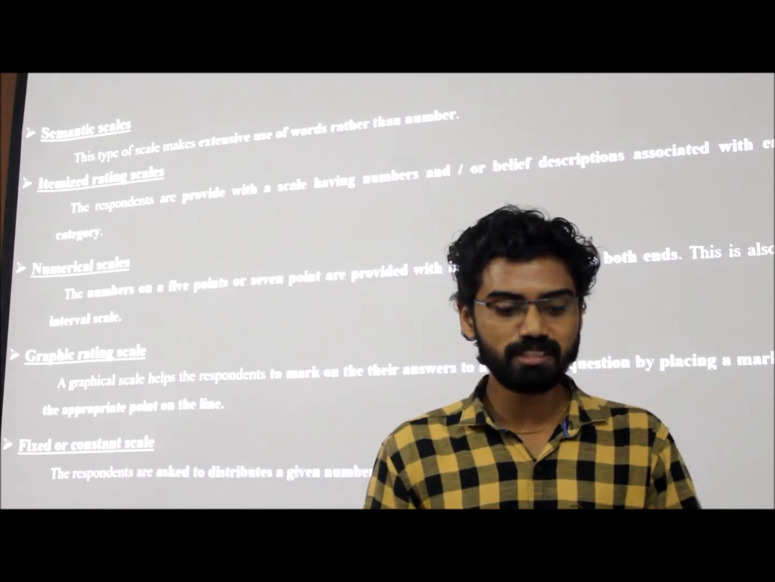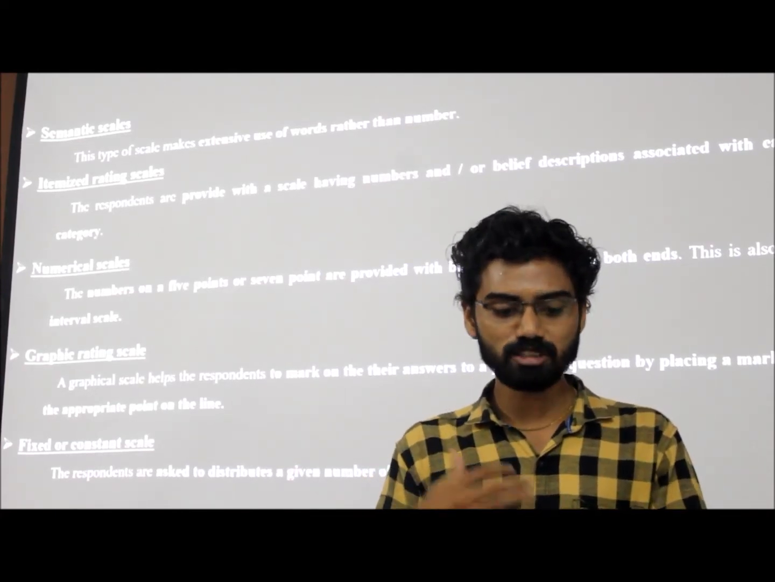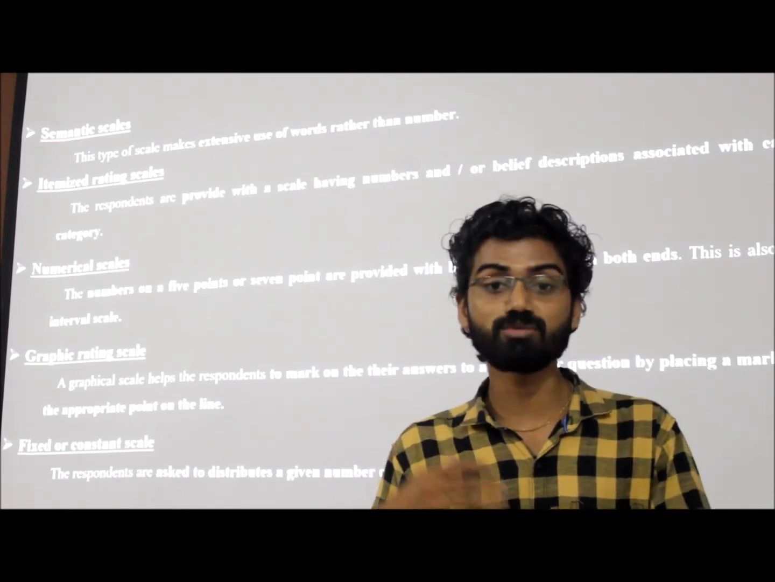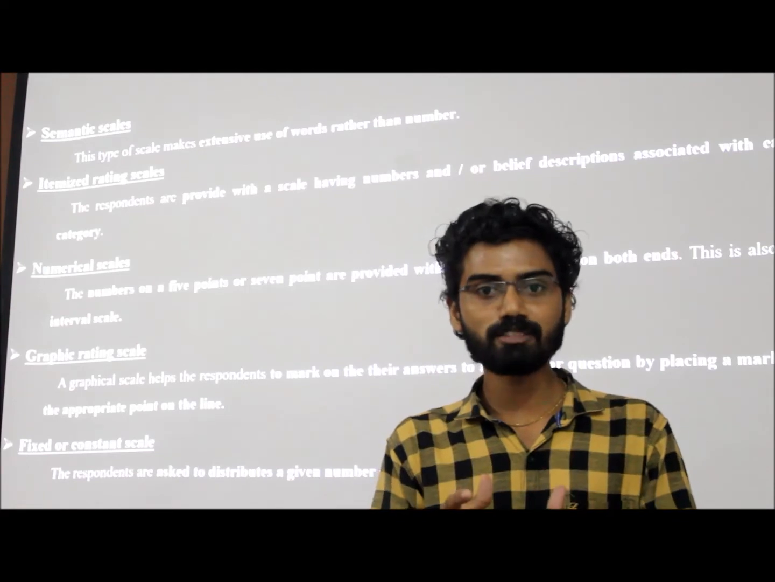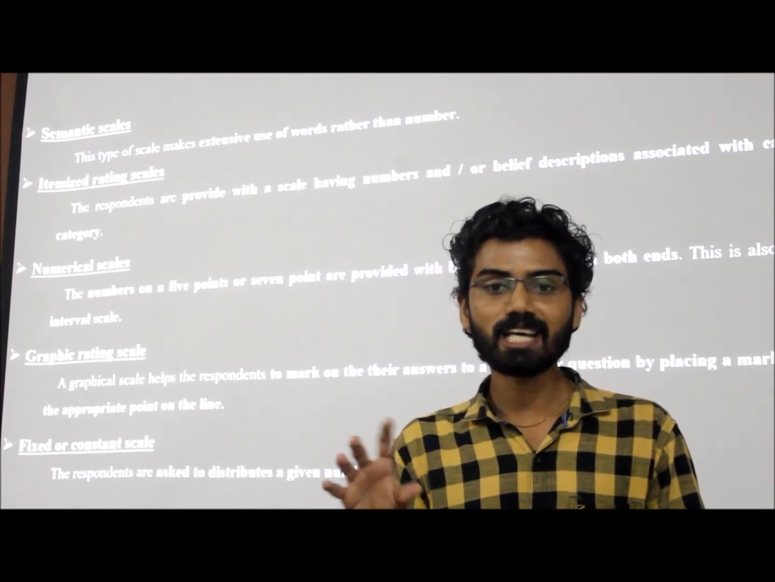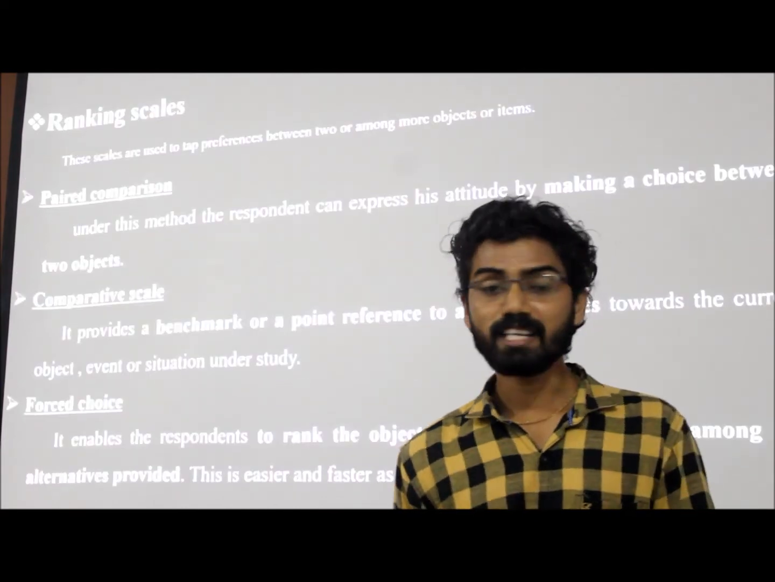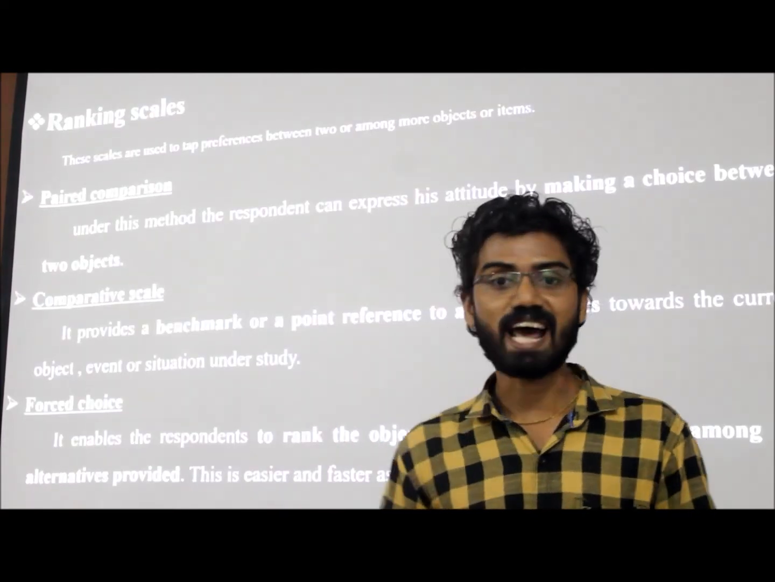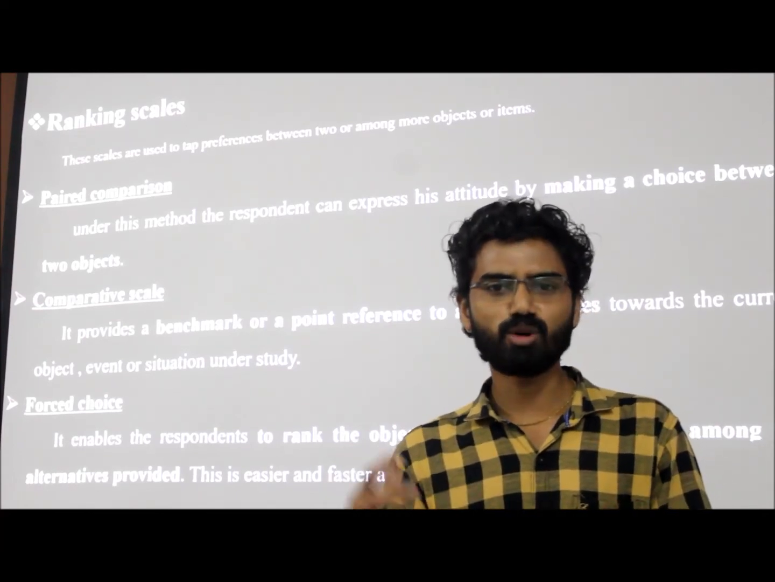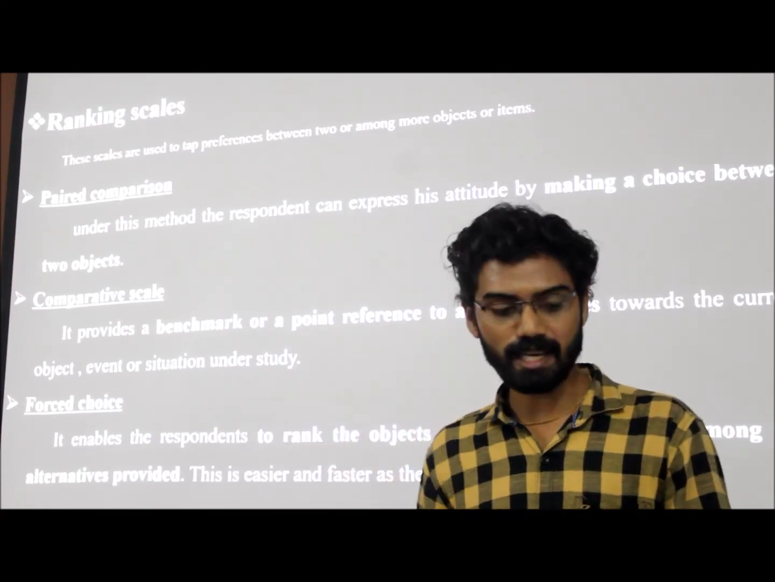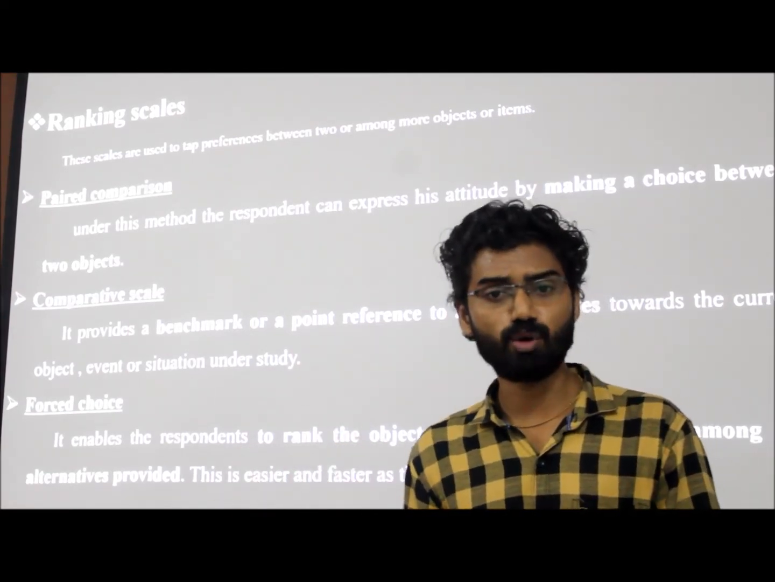And next one, fixed or constant scale. So the respondents are asked to distribute a given number of points across various items. So we will be providing more items. The respondents have to make points. Okay, so that can be called as fixed or constant scale. And next one, there is a classification of ranking scales. Okay, so ranking scales are used to rank some objects or items. Okay, it includes the paired comparison, comparative scales as well as forced choice.